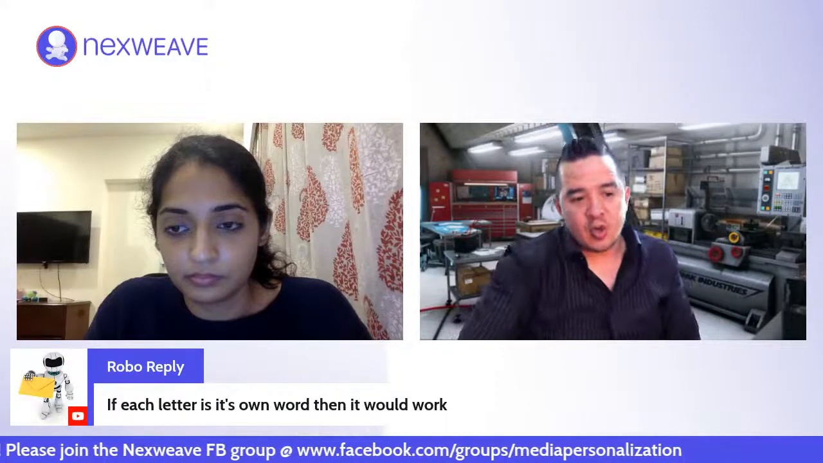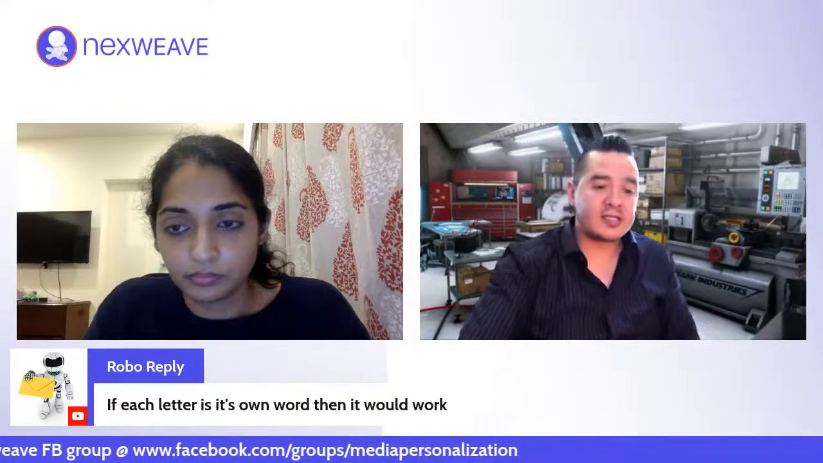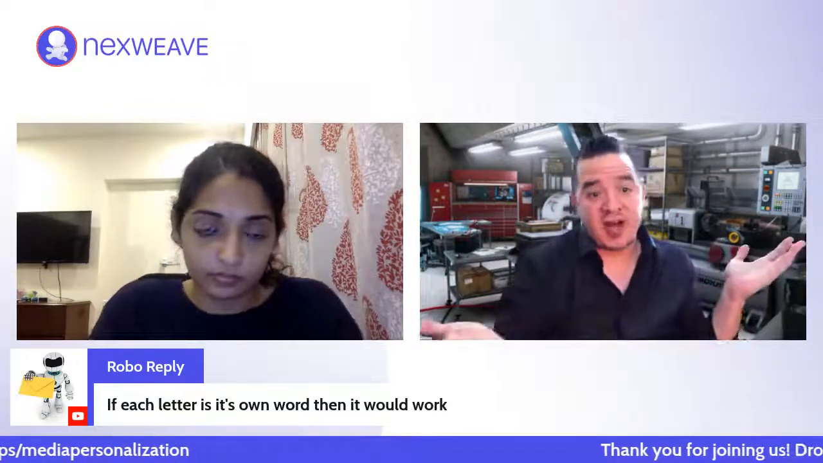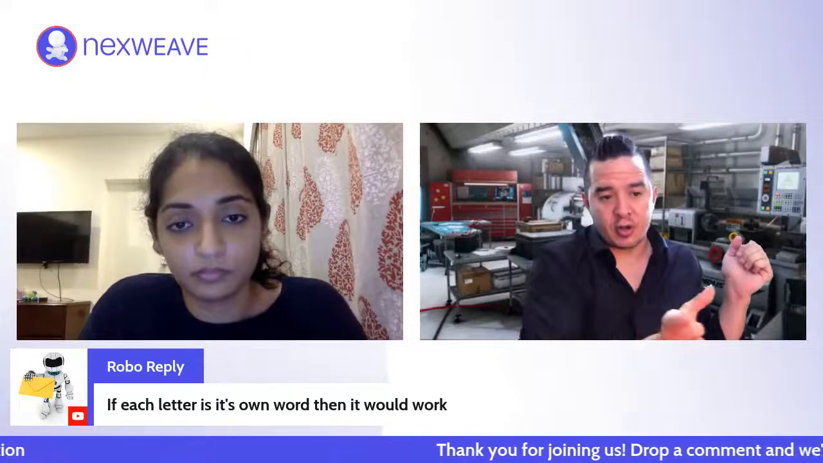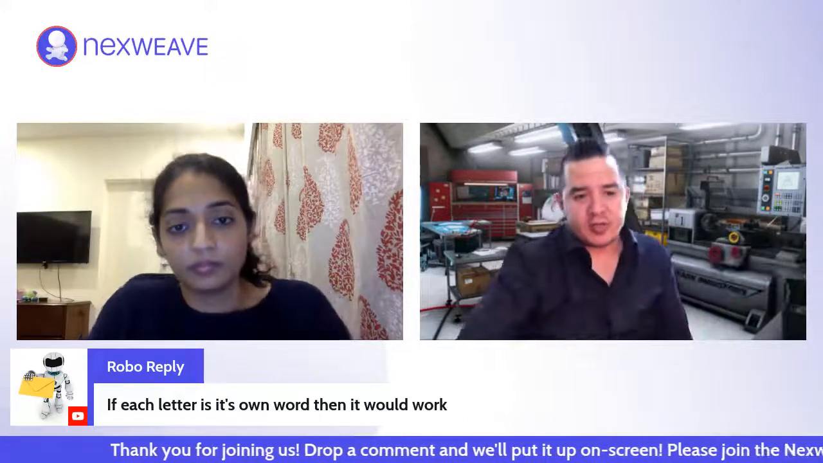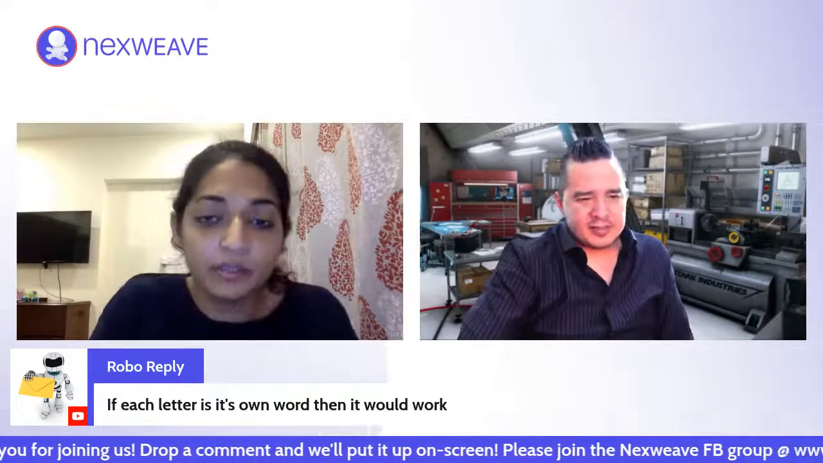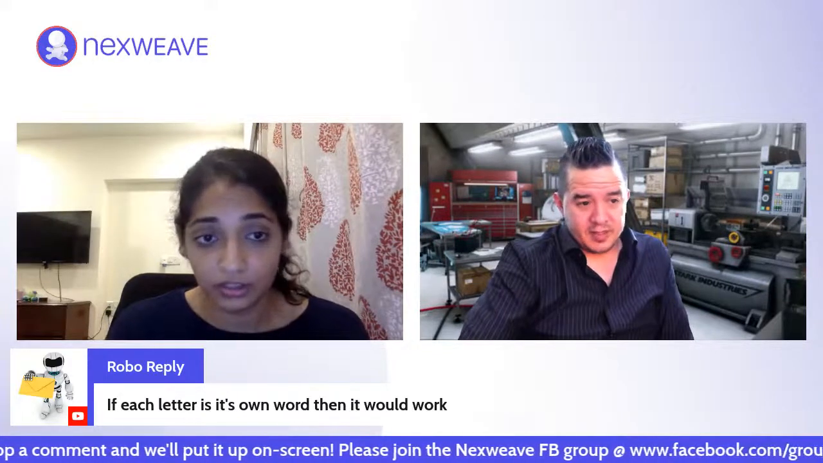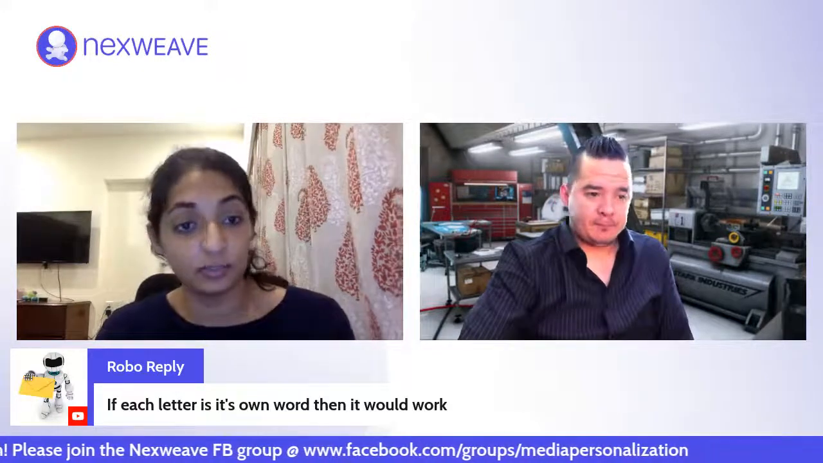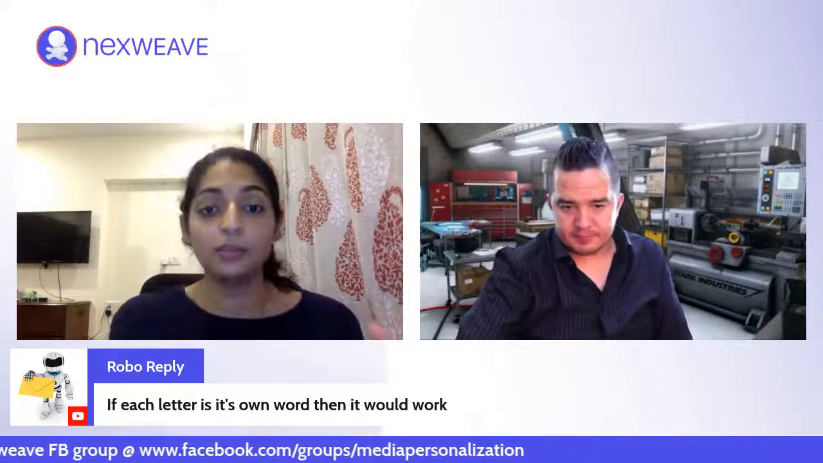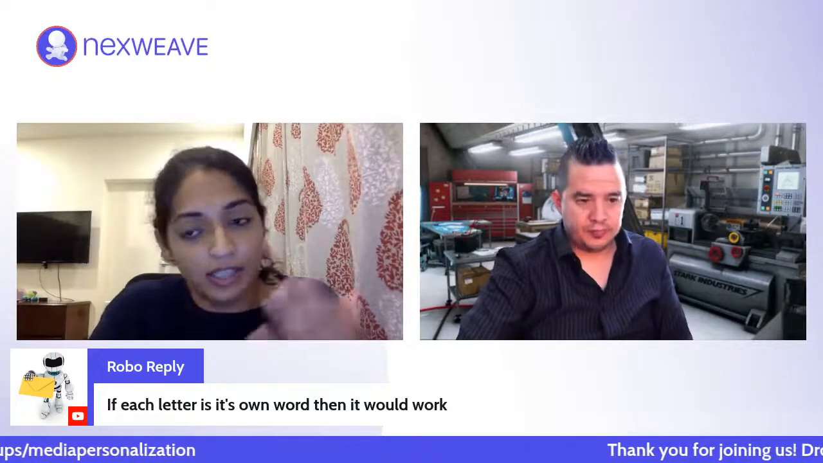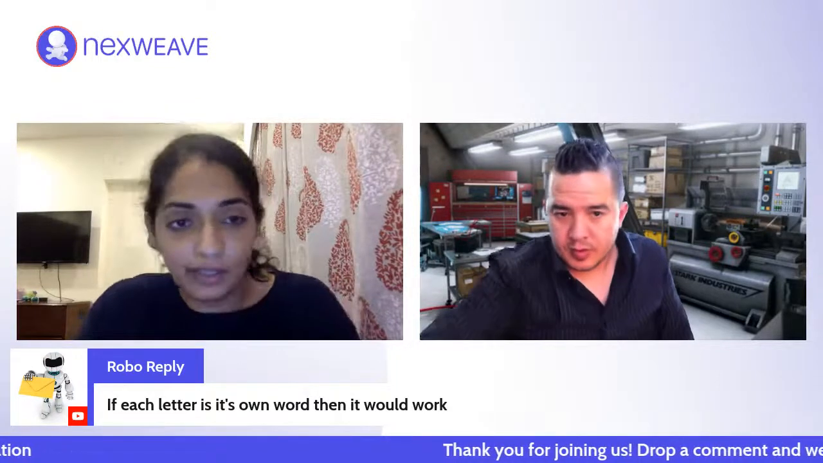If each letter is its own word, then it would work. I guess that would make sense, right? So Bruce would be five different words. You could have a five-word animation, just add one letter on. Yeah, technically you could do that. You could definitely achieve that. Actually, that's very creative. But be careful of the personalization variables you're creating, because you do want the name to be dynamic at the end of the day. As long as you take care of that, it should be good.